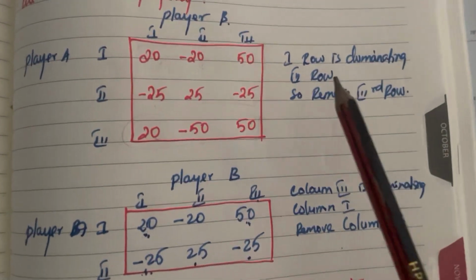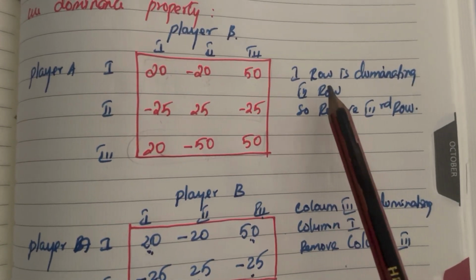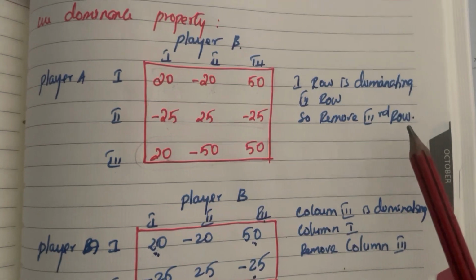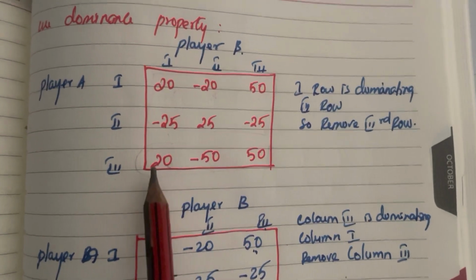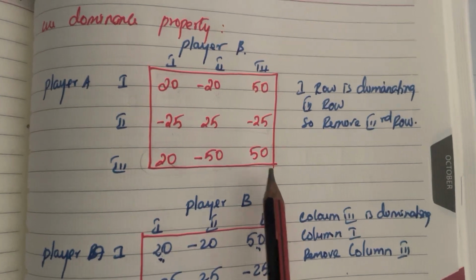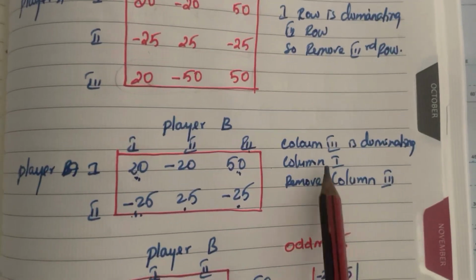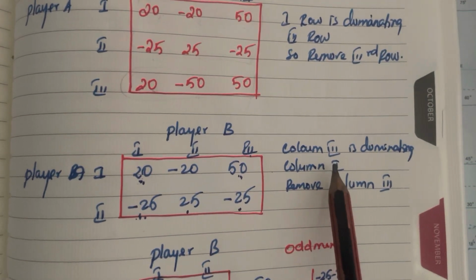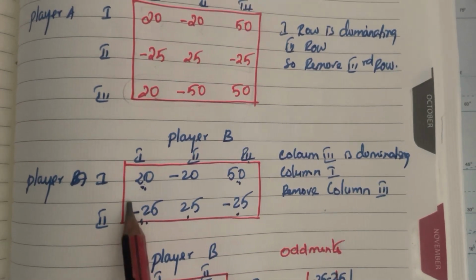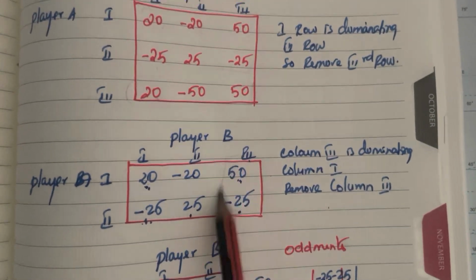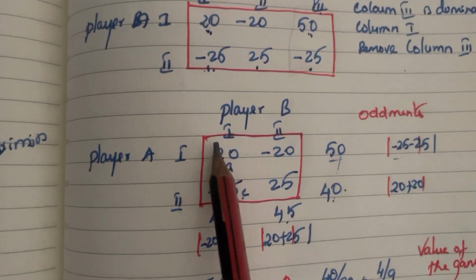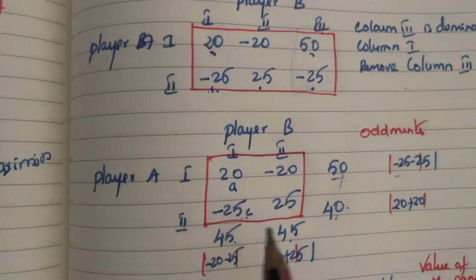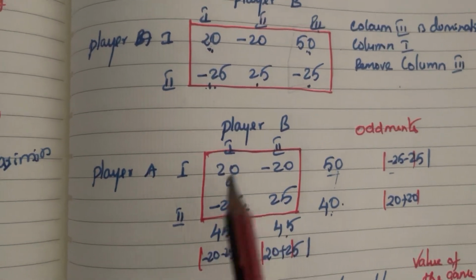In the row-wise domination, what you need to do is remove the one which is dominated. So here the first row is dominating the third row, so you have to remove the third row, whereas in the column, your third column is dominating your first column, so you have to remove the third column, so that your payoff would be the first and second column alone. So 20, minus 20, minus 25 and 25, so you will get a 2 by 2 matrix.